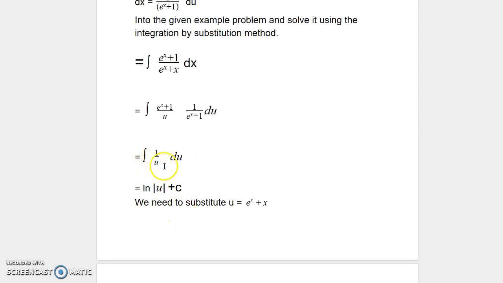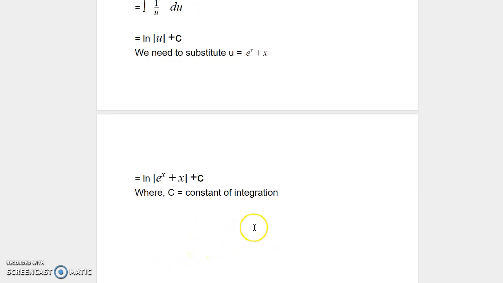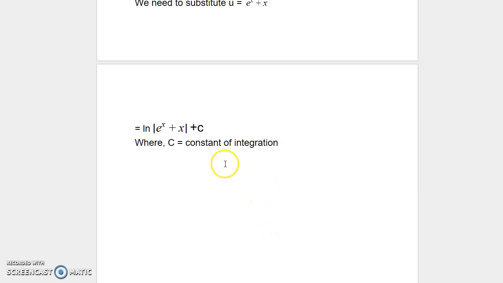We know that the integral of 1 over u du translates to ln of u plus c, where c is a constant of integration. We need to express our solution in terms of x and not in terms of u. So wherever we see u, we replace it by e to the power of x plus x. Therefore, we can write this as ln of (e to the power of x plus x) plus c, where c is a constant of integration. This is the way we're going to solve example problems related to logarithmic functions. Let's look at another example.